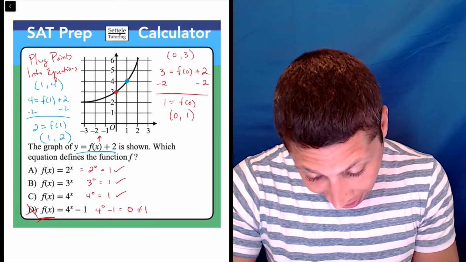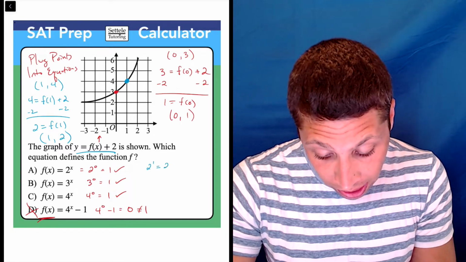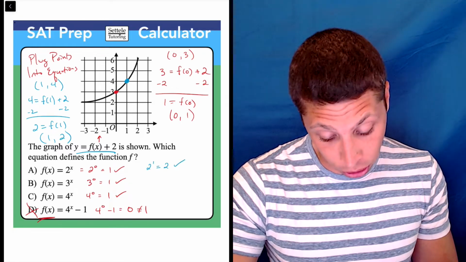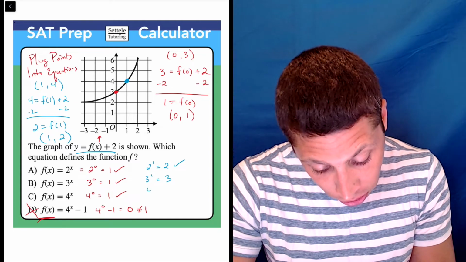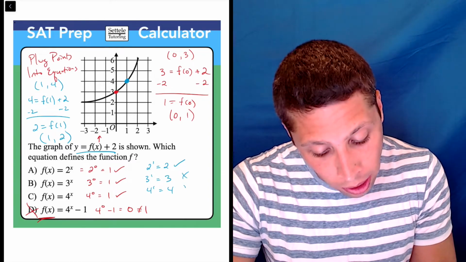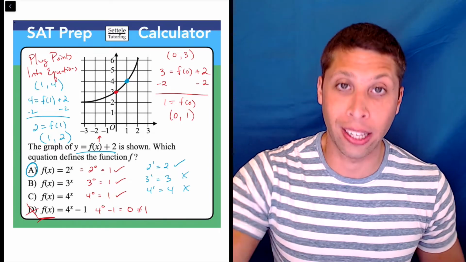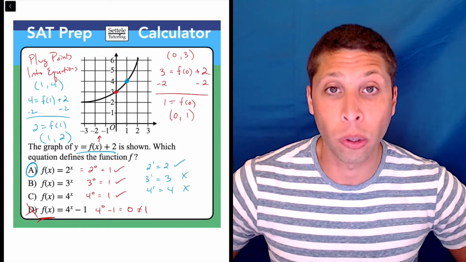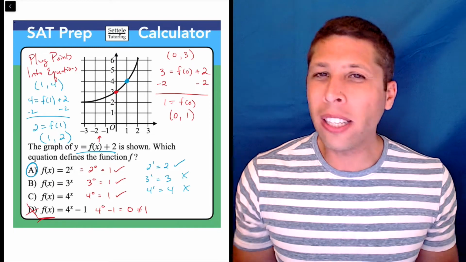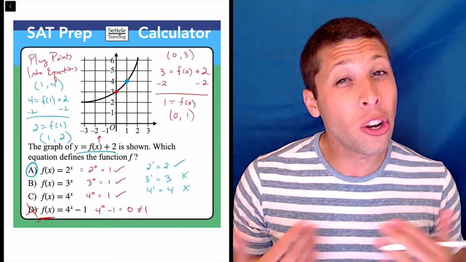So I go to choice A. 2 to the first is 2. That checks out. That looks good. And we can see 3 to the first is 3, 4 to the first is 4. So these two produce incorrect y values, leaving me with the one right answer, choice A, f of x is equal to 2 to the x. Do you really need to know beyond that what's going on in this question? No, I don't think so.